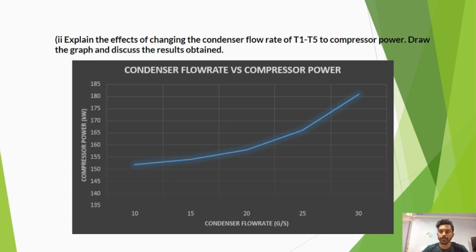The next question is to explain the effects of changing the condenser flow rate of T1 to T5 on compressor power. Draw the graph and discuss the results obtained. From here we can see the graph. At the lowest condenser flow rate, which is 10 gram per second, we have the lowest compressor power, and at the highest condenser flow rate, which is 30 gram per second, we have the highest compressor power. From this graph we can conclude that the higher the condenser flow rate, the higher the compressor power.